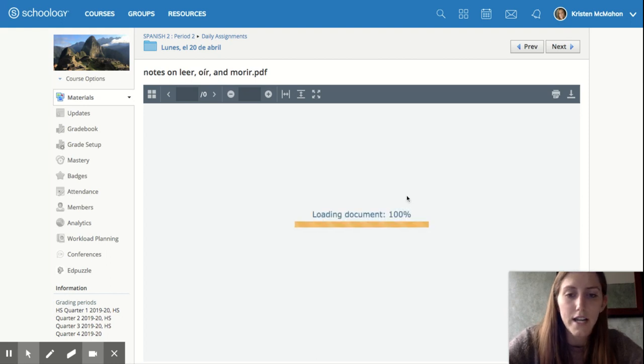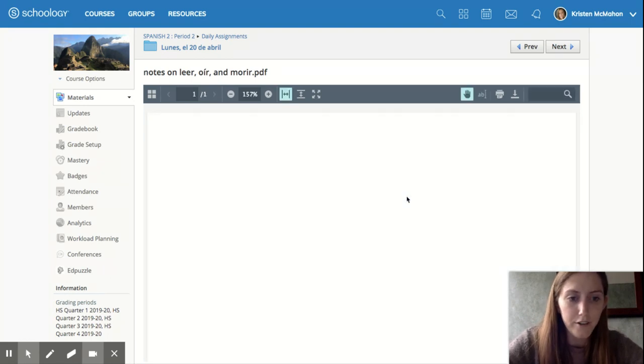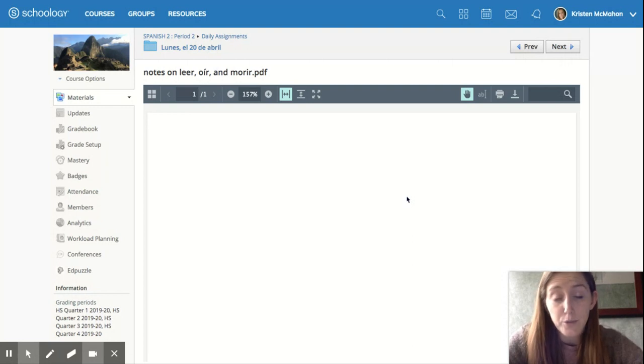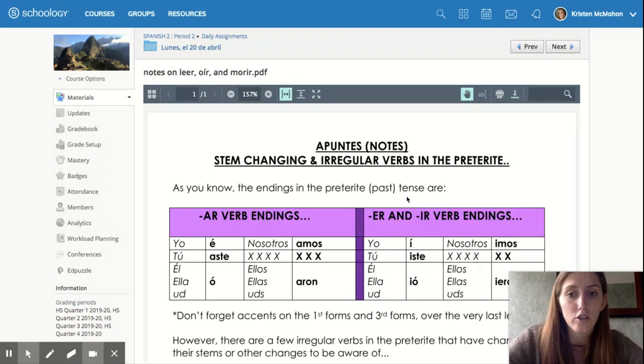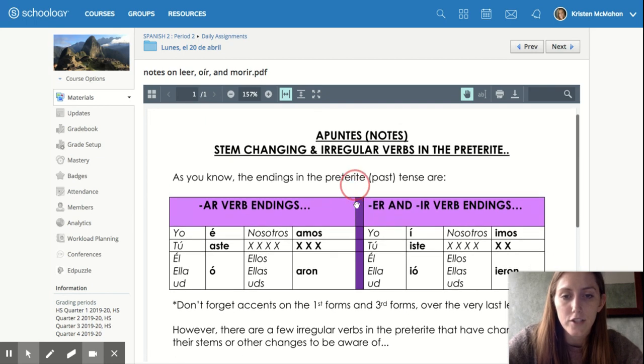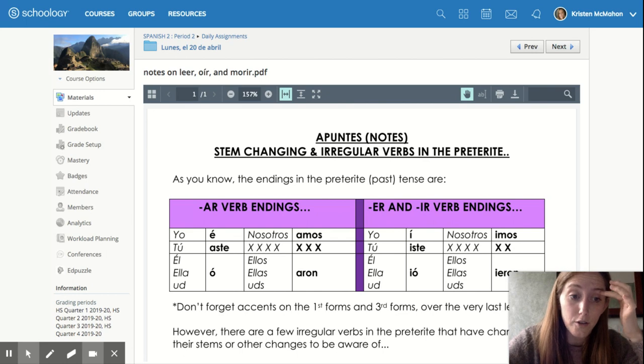In the beginning of the year, we talked about the preterite. We talked about regular verbs. We talked about irregular verbs. Now we're going to talk about stem changing verbs in the preterite. You have this resource in my course, so you can always access it. It says apuntes, stem changing and irregular verbs in the preterite.